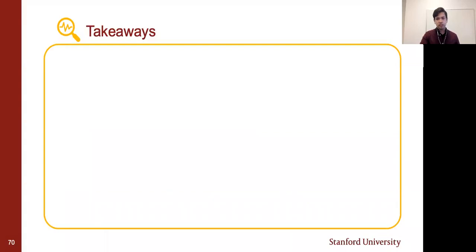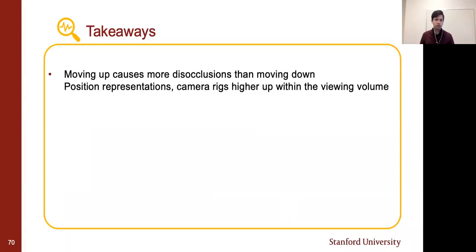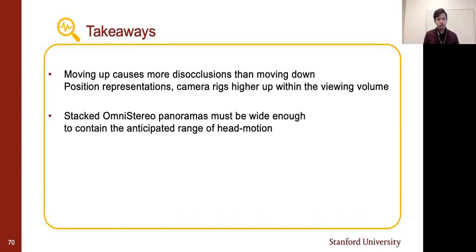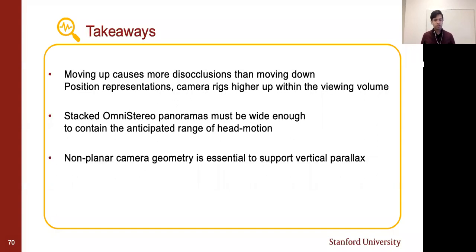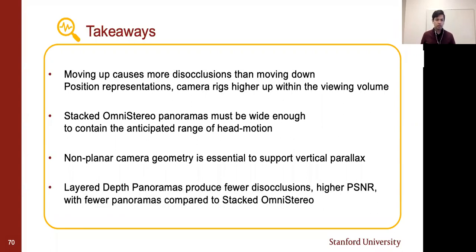To summarize, we have seen that moving up causes more disocclusion holes than moving down, and therefore camera rigs and representations should be placed higher up within the viewing volume. Stacked omnistereo panoramas must be wide enough, and the vertical separation must be large enough to contain the entire range of anticipated head motion. A non-planar camera geometry is essential to support vertical head motion parallax. And layered depth panoramas produce fewer disocclusion holes and a slightly higher PSNR compared to stacked omnistereo using fewer panoramas.